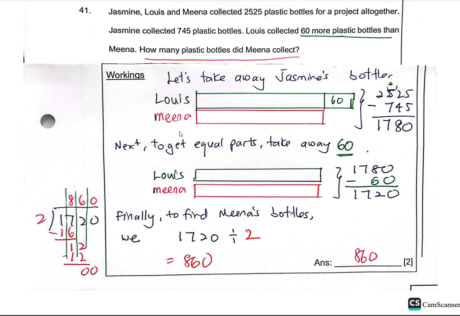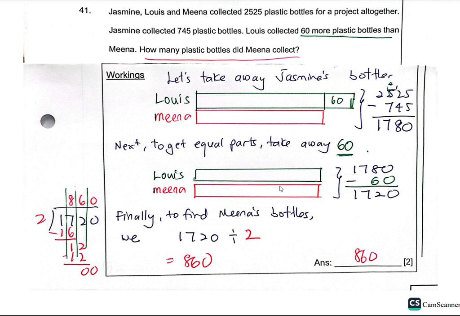But it's still not very useful because I need to find equal parts. To find equal parts, I need to take away the extra 60 that sticks out. Take away means subtract. So 1,780 take away 60, I have 1,720. This will be equal to this green part plus this red part. Are they equal? Yes. Equal means I can divide.